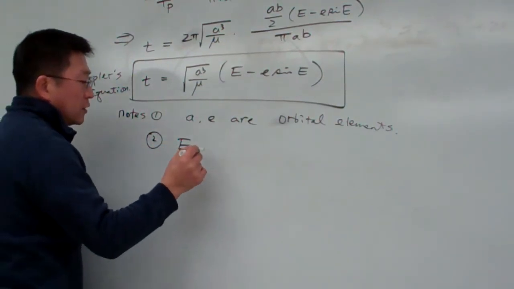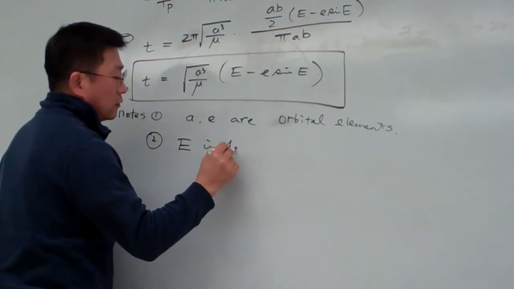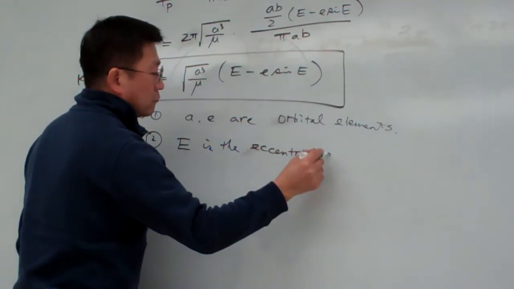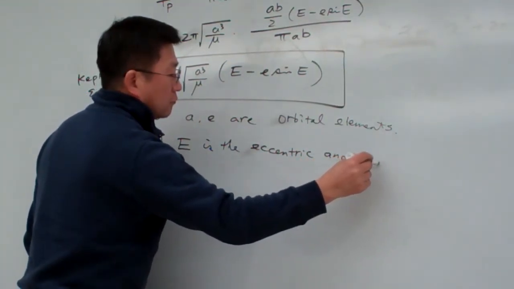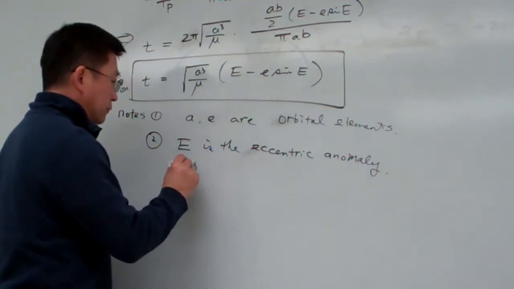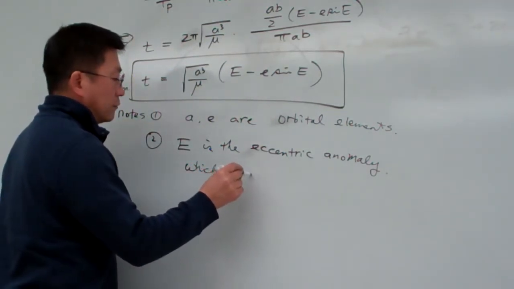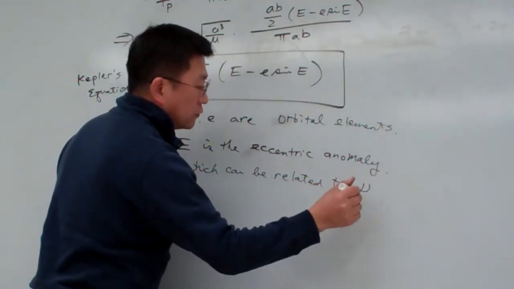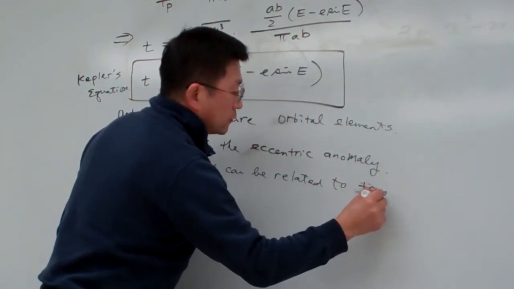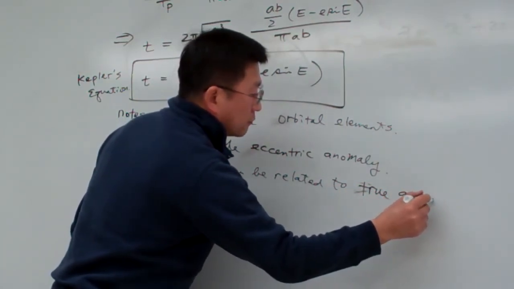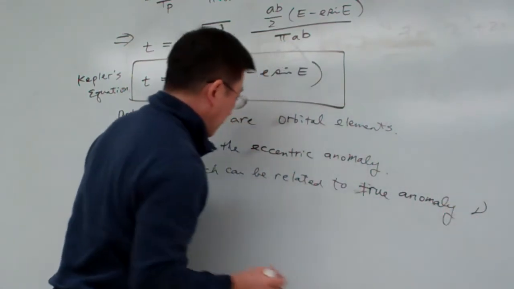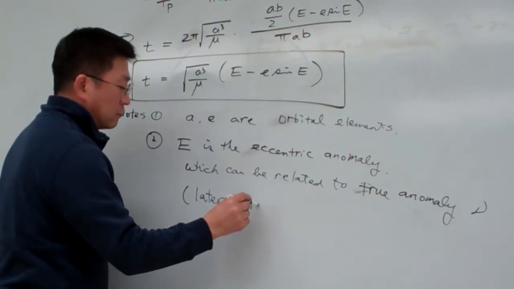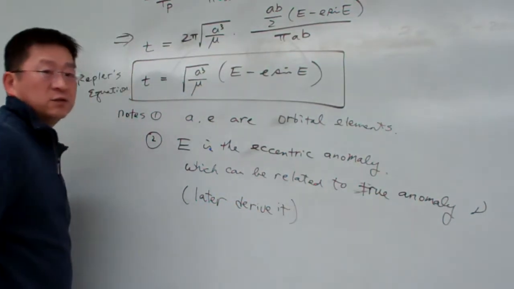So E, again, is the eccentricity, which can be related to nu, the true anomaly. And this one we will leave for later derivation, don't worry.